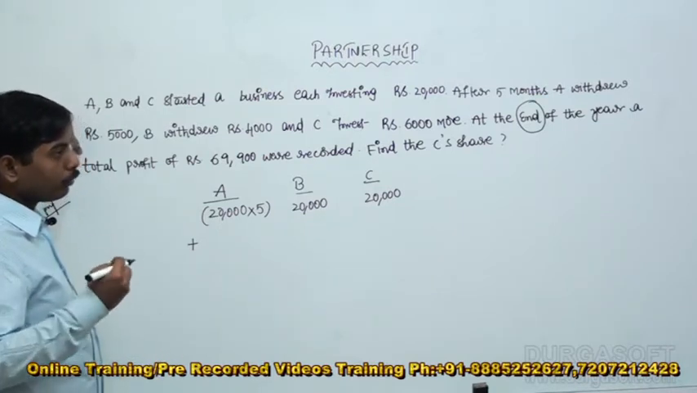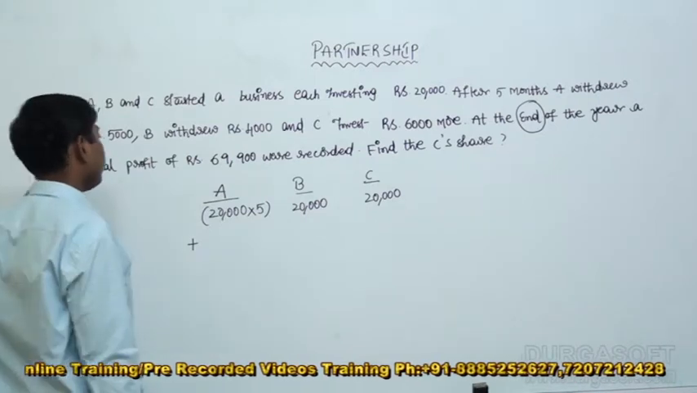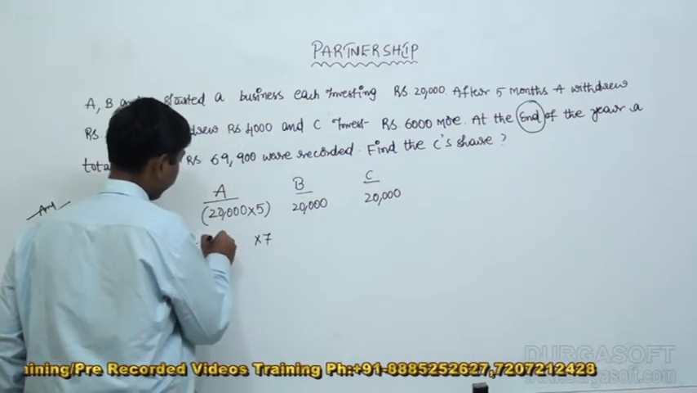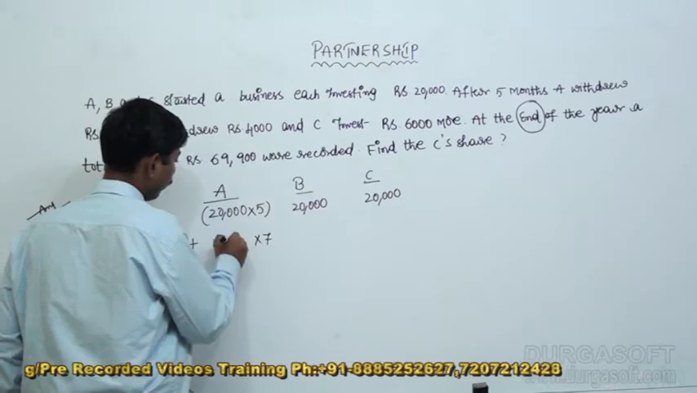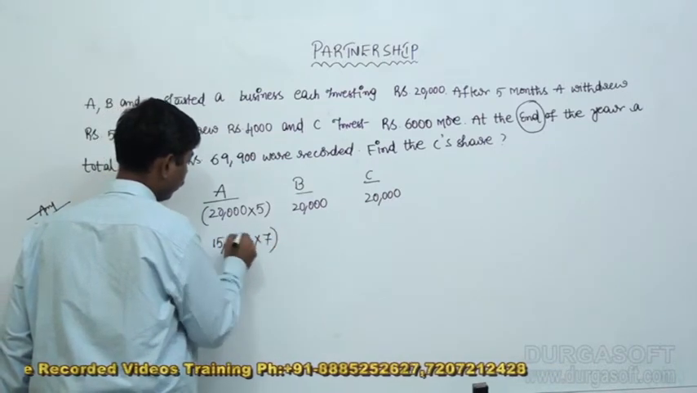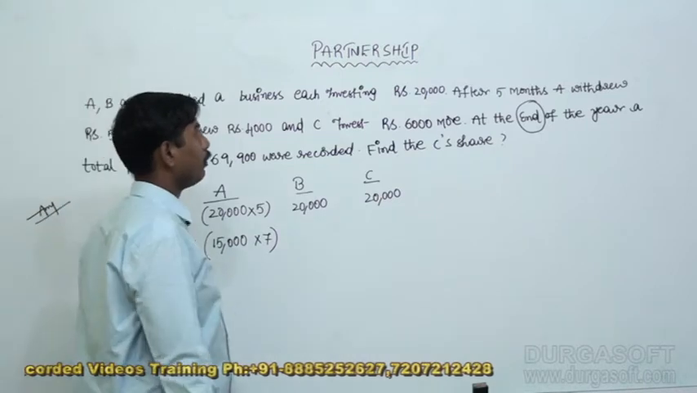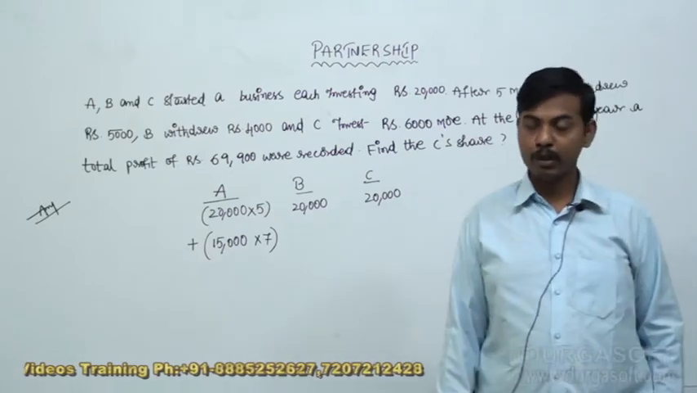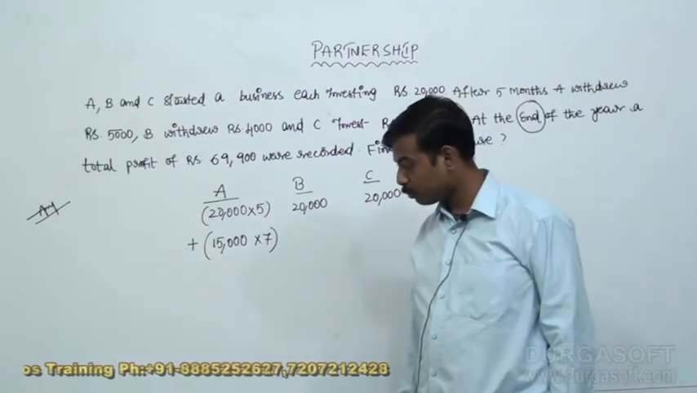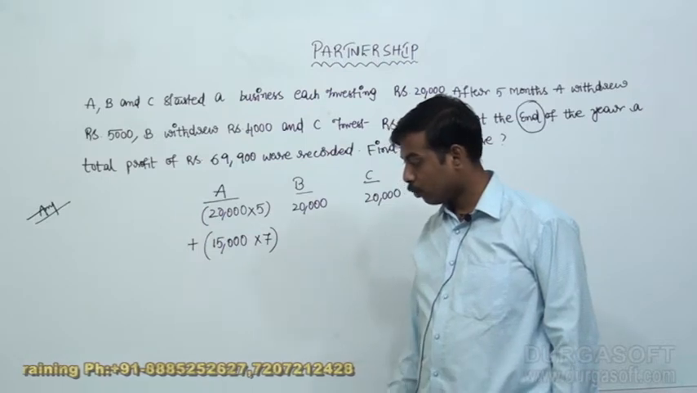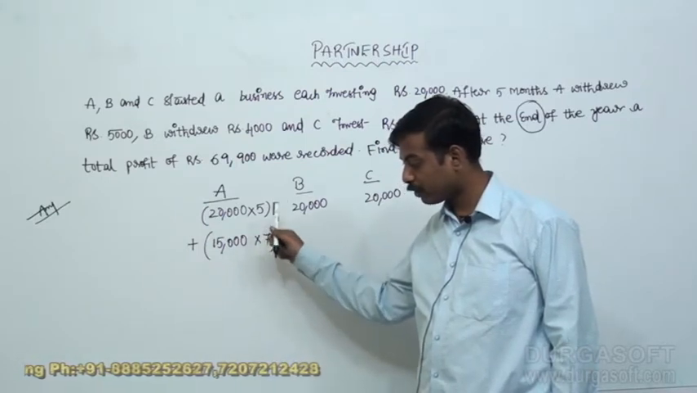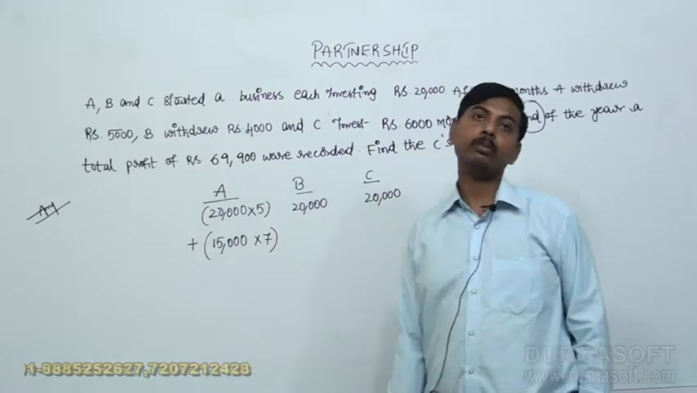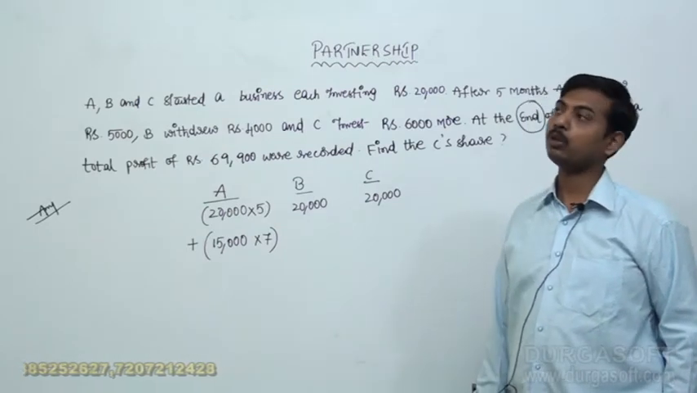That means what should be the investment of A for the remaining 7 months here? The investment of A should be for the remaining 7 months as 15,000. The reason behind of that is after 5 months, they have withdrawn 5,000 rupees of a investment from the business. After 5 months, 5,000 rupees of a investment withdrawn means what should be the investment of A from 6th month onwards till 12th month? That means for the remaining 7 months, investment of A should be 15,000 only. All right.